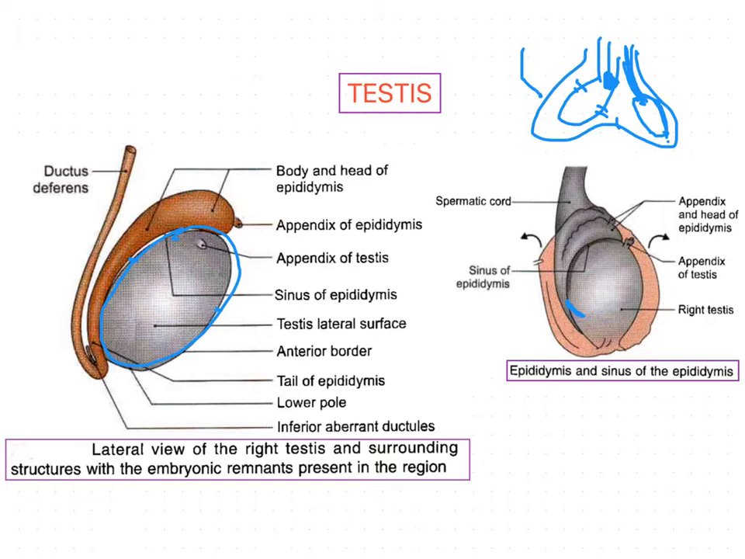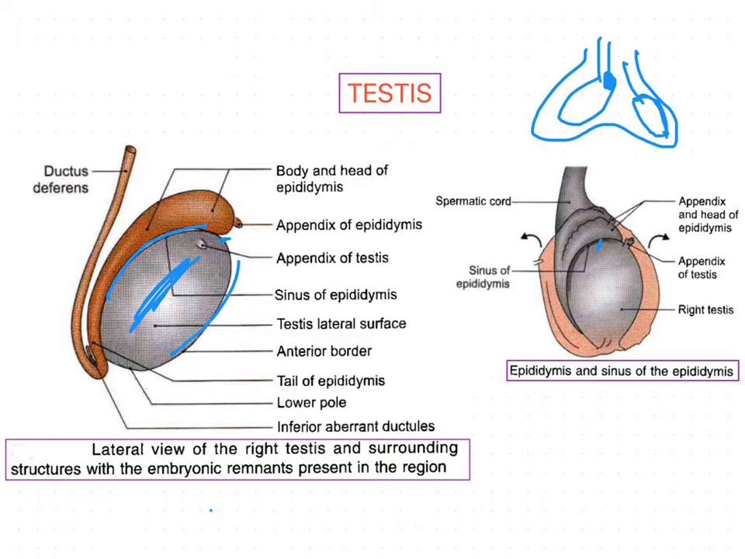Now we will see the external features of the testis. The testis has two poles or two ends, the upper pole and the lower pole. It has two borders, the anterior border and the posterior border, and two surfaces, the lateral surface and the medial surface. This is the lateral view, where we can find the lateral surface, and on the other side we can see the medial surface.